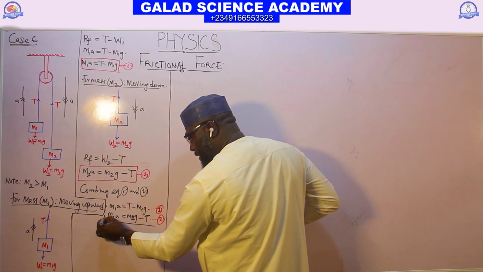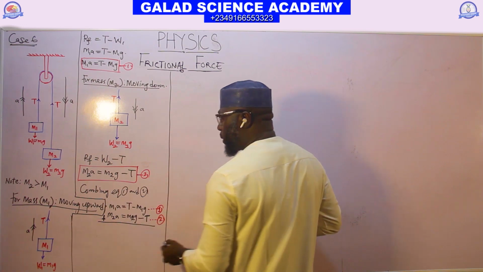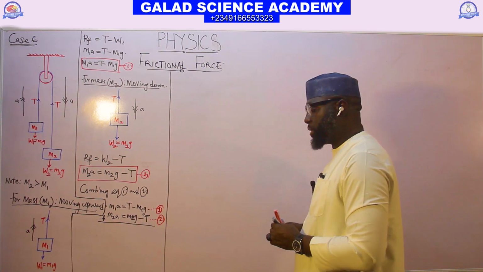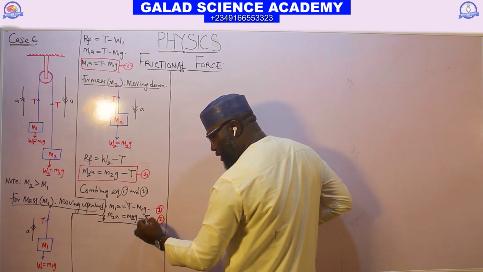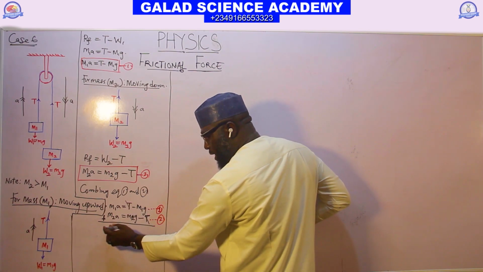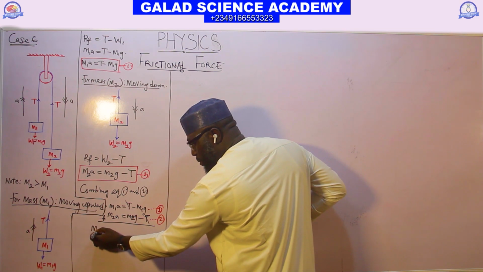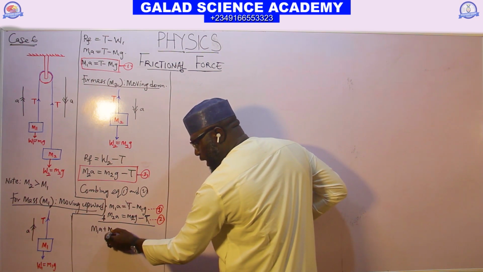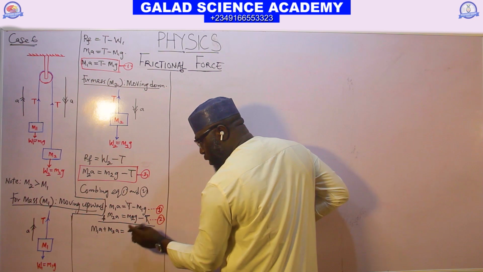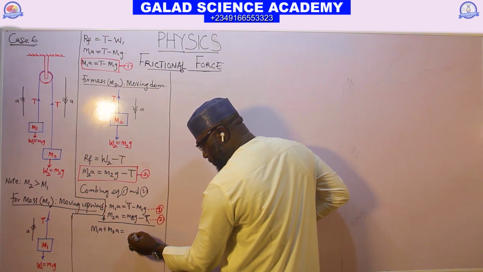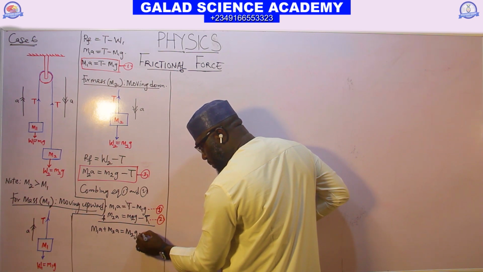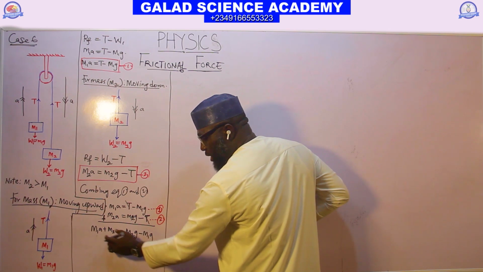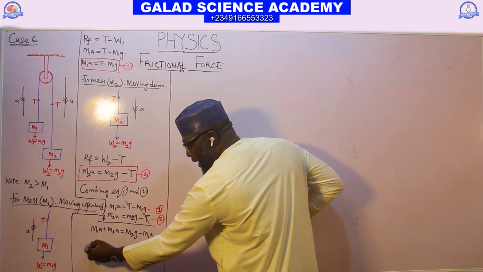Here, add equation 1 and 2 together by solving it simultaneously. In the process of adding, T will cancel T here, and here we have m1a plus m2a equal to, here we are adding, m2g minus m1g.